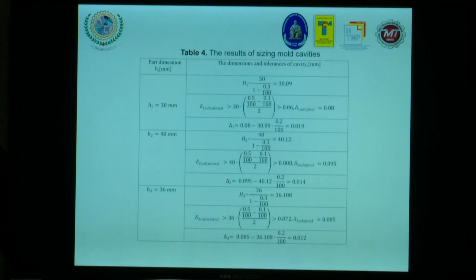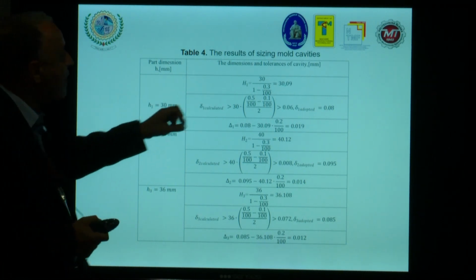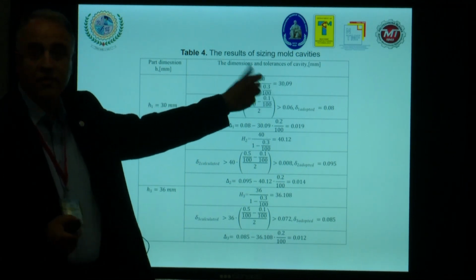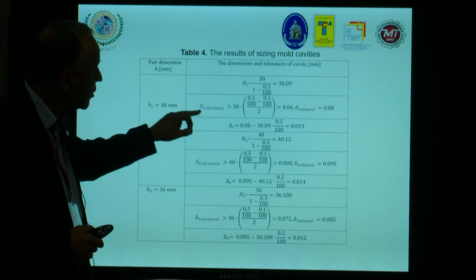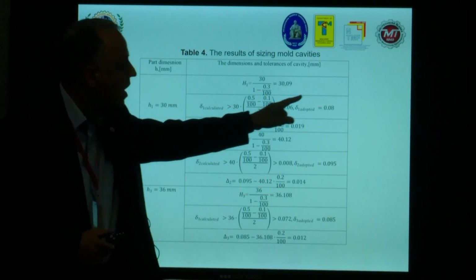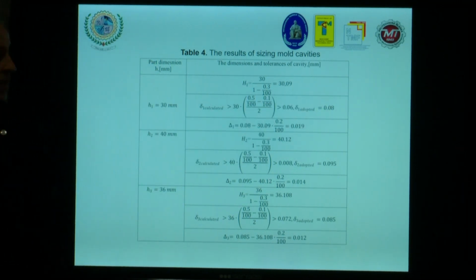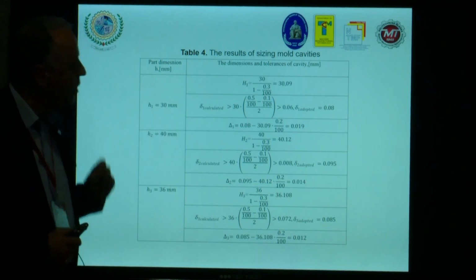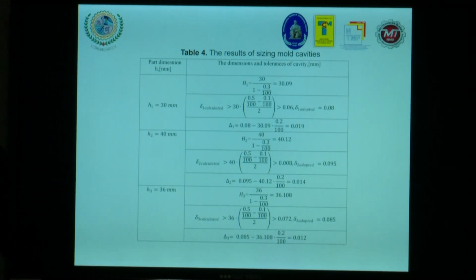And afterwards, table 4 is quite important. Why? Because, do you remember, I put 30 millimeters as the inner diameter, 40 millimeters for the outer diameter of the part, and 36 millimeters height of the part. So we can write for the cavities, in the case of H1, I have the relation before, taking into account the condition that the tolerance of the part must be bigger than the adopted tolerance for the part. And afterwards, we can calculate the tolerance for the cavity. So this is the important step.